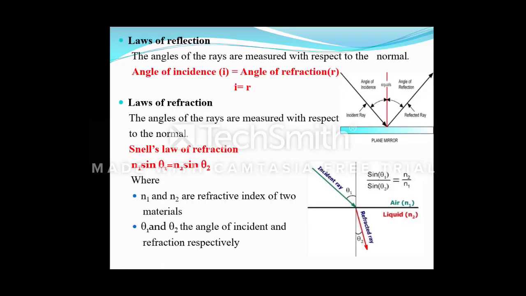So what are the laws of reflection and refraction? In case of reflection, the angle of incidence i is always equal to the angle of reflection r. And in case of refraction, it follows Snell's law, which is n1 sin theta 1 equals n2 sin theta 2. Here n1 is the refractive index of the core, n2 is the refractive index of the cladding, theta 1 is the angle of incidence, and theta 2 is the angle of refraction.